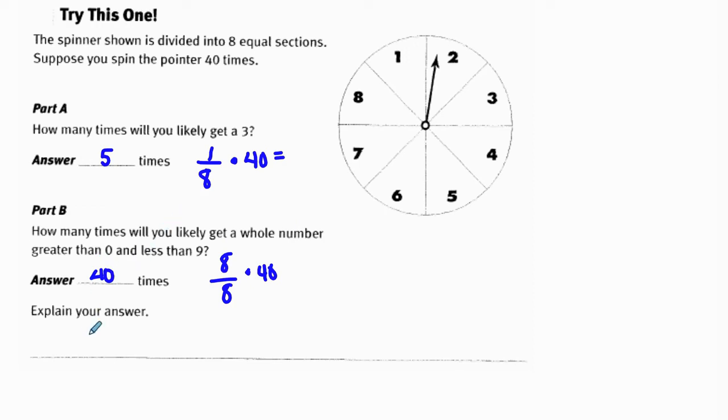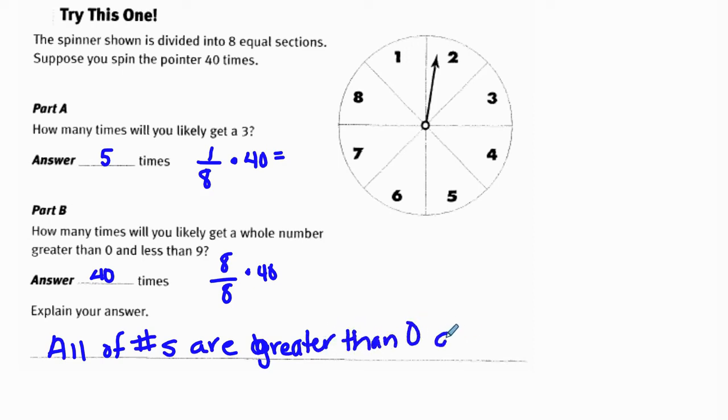Explain your answer. Well, all of the numbers are, let's see, greater than 0 and less than 9.